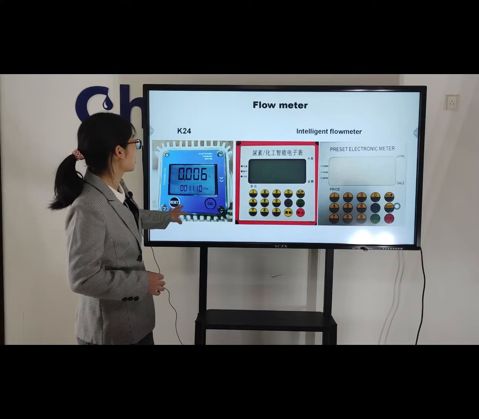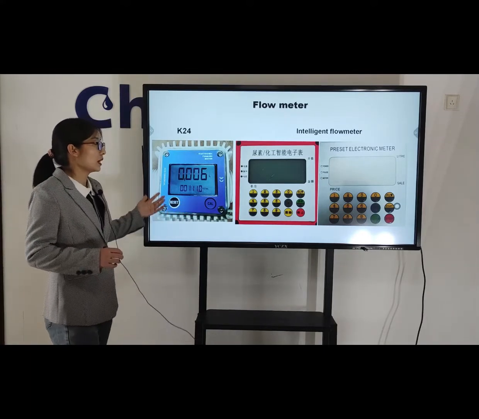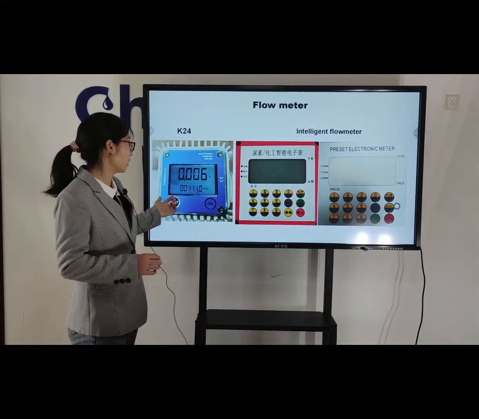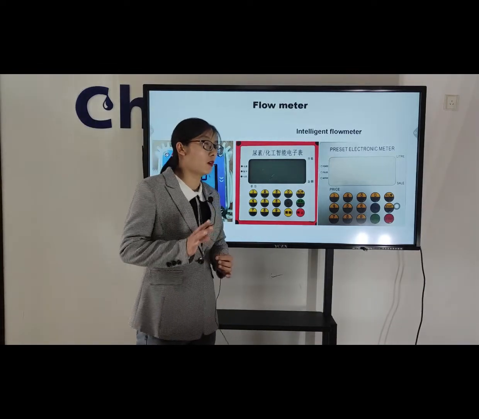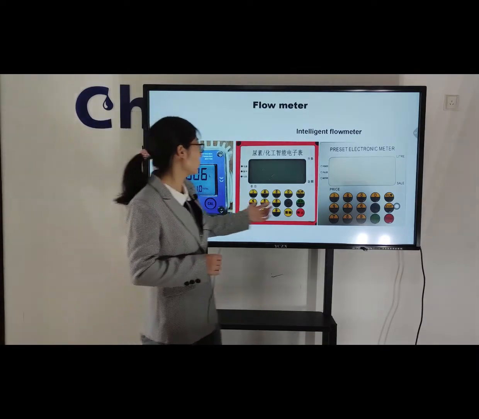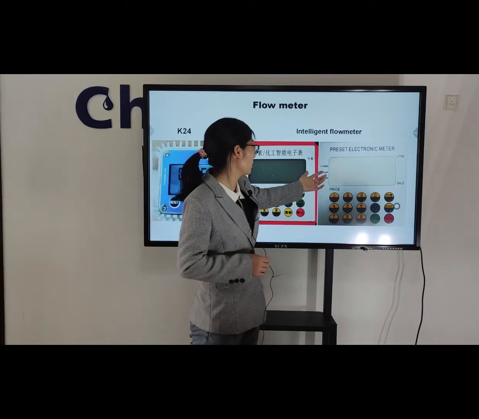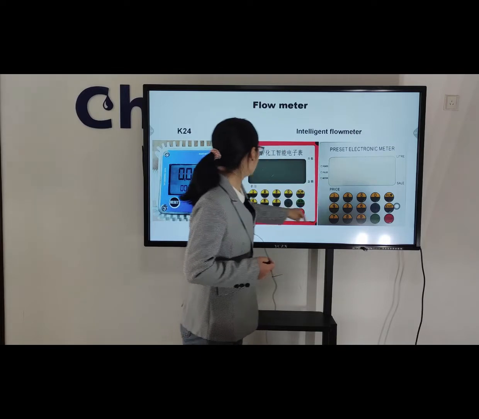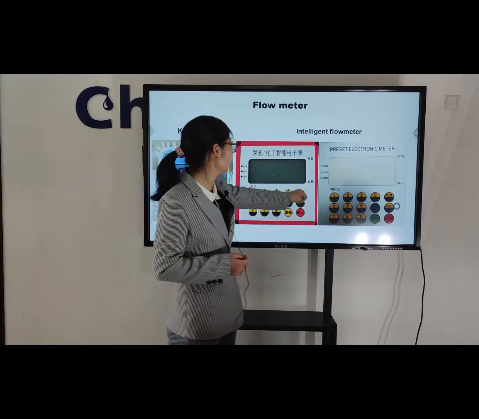Now this one is about the flow meter. There are two kinds of flow meter. The common one is the K24. That is the most common flow meter. If you want to preset the volume or the amount, we can use this one. That is an intelligent flow meter, which you can preset the amount and volume. They are different. Of course, this one will be more expensive.